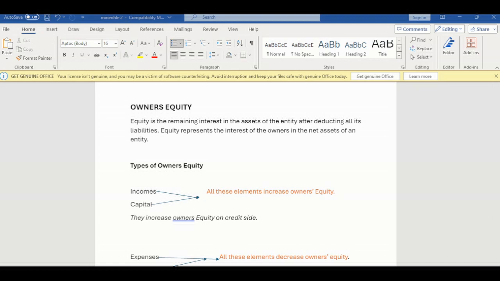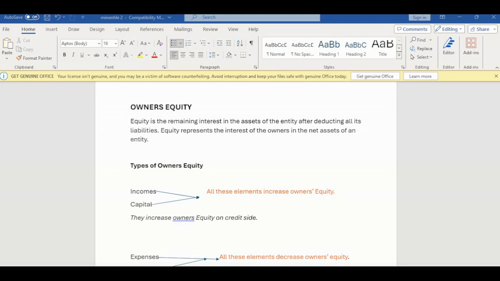Owner's equity is the remaining interest in the assets of the business after deducting all its liabilities. Equity represents the interest of owners in the net assets of the entity. So we take assets minus liabilities, the remaining money, it will be called what? Owner's equity, because it is the remaining interest. Remember, when a business owner intends to start a business, he or she must invest their money in the business. Then at the end of the day, they will get interest or a profit from what they have invested.